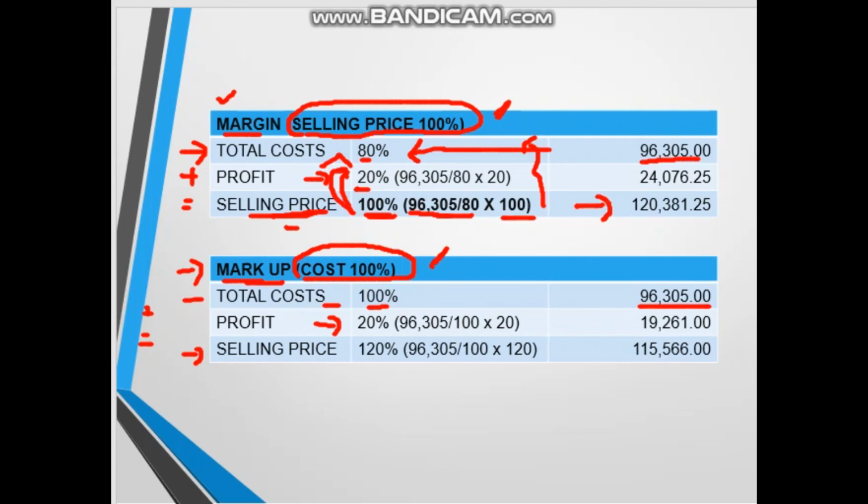What about the markup? For markup, the cost is 100 and the profit is 20. So how to get this one? 100 plus 20 becomes 120. 96,305 represents 100%, so divide by 100 times 120, and you get this figure. How to get the profit? If you don't want to calculate it separately, we just take this figure minus cost, and then you get the profit. Okay? Thank you.